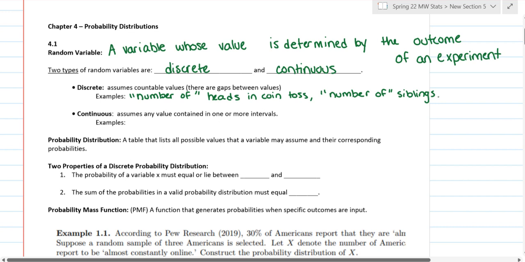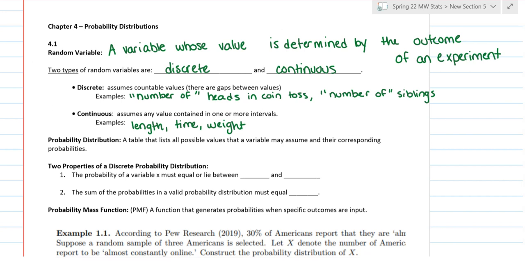Continuous is going to be any value contained in one or more intervals, so measurable. So length, time, weight. Pricing is going to go into this.